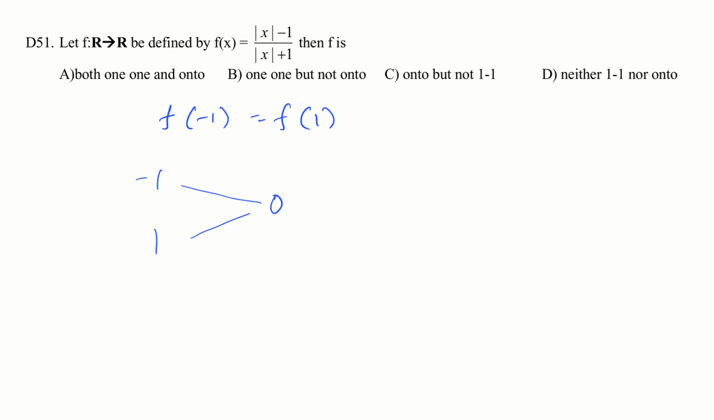And also observe that the denominator is obviously bigger than the numerator. Therefore, this is always less than or equal to 1. That means it can't take a value bigger than 1, so it cannot be onto also. Therefore, it is neither 1-1 nor onto. Let's look at the next one.